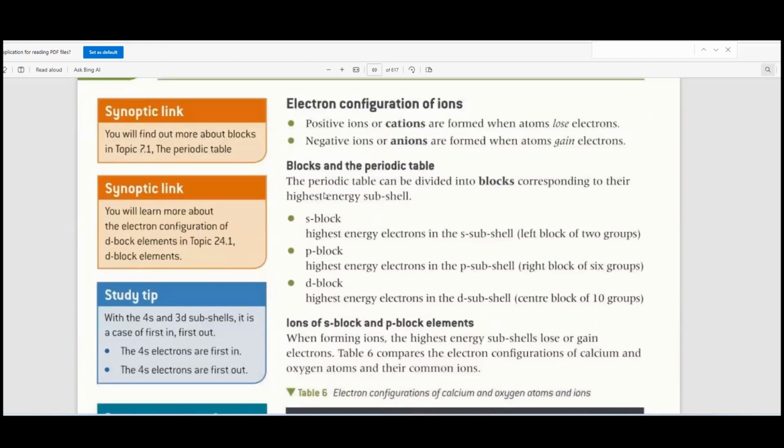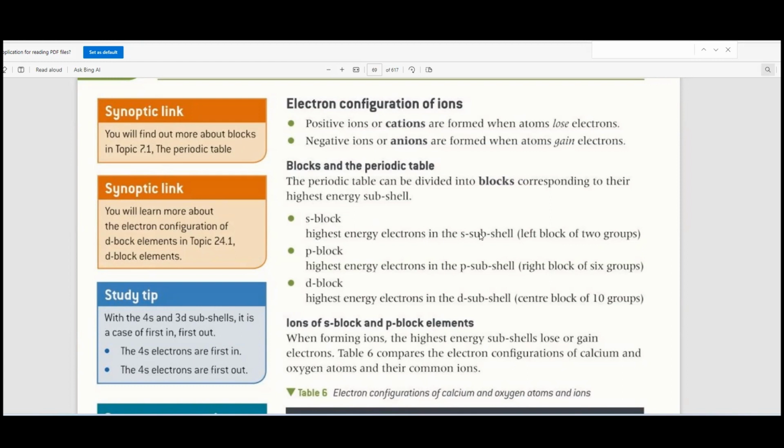Blocks in the periodic table. The periodic table can be divided into blocks corresponding to their highest energy subshell. Isn't this what we already learned, the s, p, d and f? Yes, that's the same. But now in the periodic table, by looking at where the element is, you can tell which is its highest energy subshell. Just by looking at it, you can tell now. So the s block will be the one that is just at the start. I think the first two groups will be all s block.